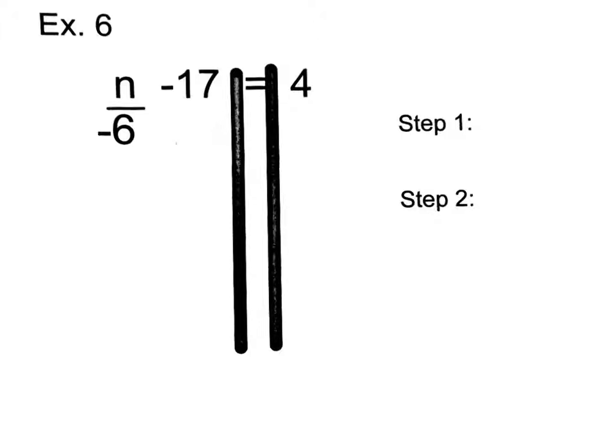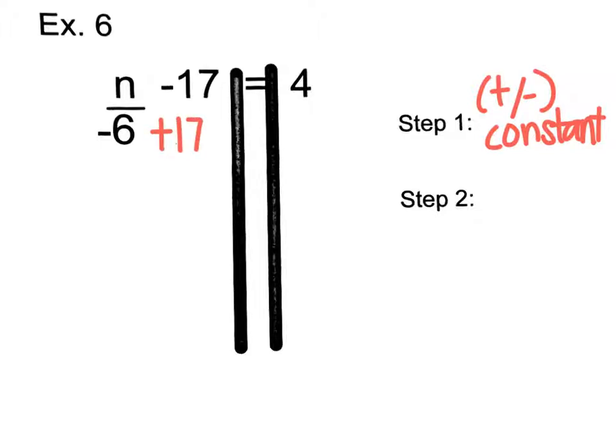Absolutely. It is the same thing. My first step doesn't change. I'm still going to add or subtract my constant, depending on what my constant is in this equation. My constant is a -17. Reed, how do I undo a negative 17? I'm going to add 17. Good. To both sides. What you do to one side, you must do to the other.